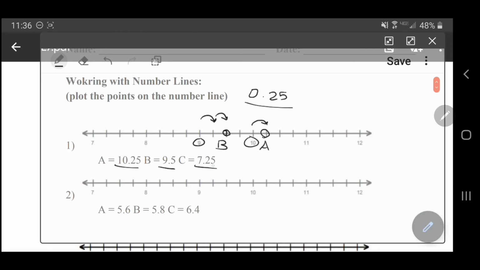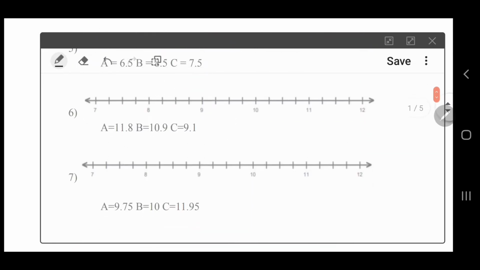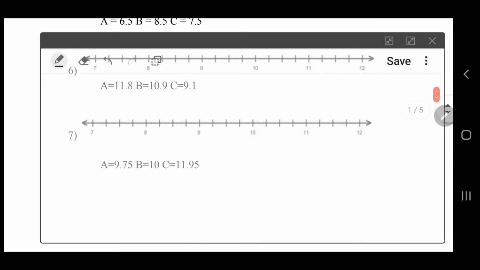And then we have C, which is 7.25. We could go to the mark over here, which is 7, and then the extra 0.25, which means we would move to the right once for 7.25, because remember, each of these marks is 0.25. So 7.25 is over here. I'll label that as C. So now I'll try another example for you guys.